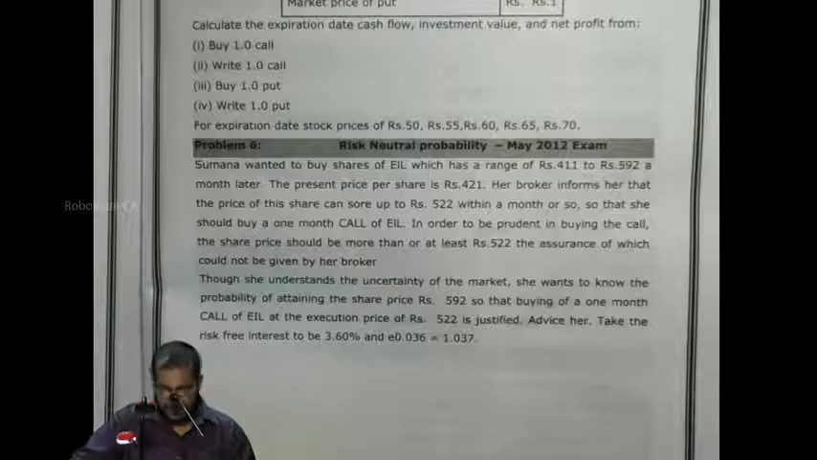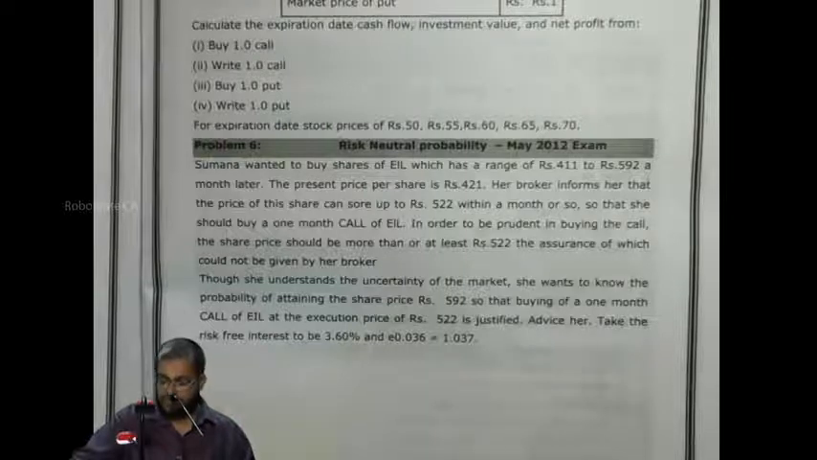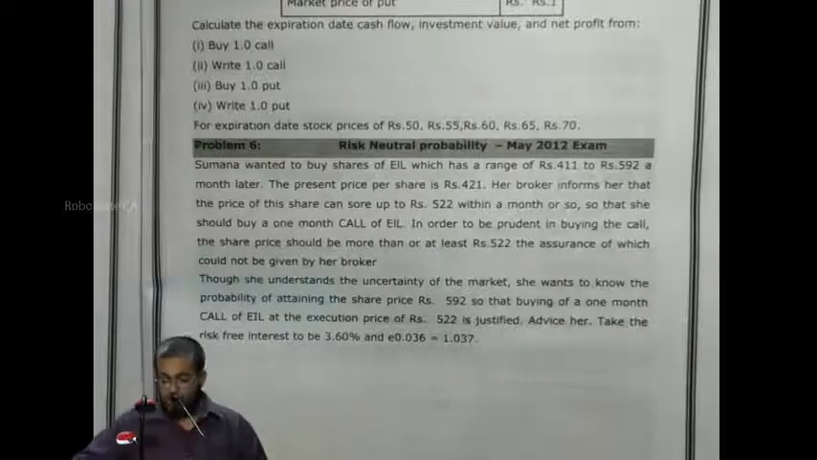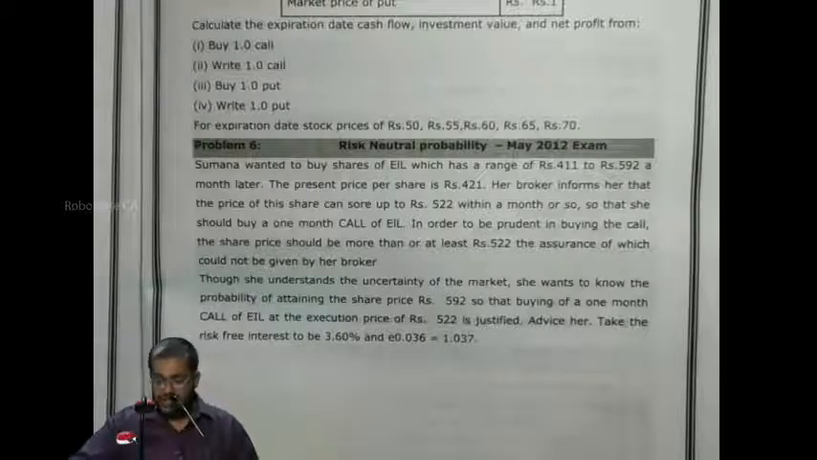Her broker informs her that the price of the share can soar up to 522 within a month or so, and that she should buy a 1 month call on EIL. In order to be prudent in buying the call, the share price should be at least 522, the assurance of which could not be given by her broker. Though she understands the uncertainty of the market, she wants to know the probability of attaining the share price of 592, so that buying a 1 month call of EIL at an execution price of 522 is justified. What is another name for execution price? Exercise price. Advise her, taking the risk-free interest rate to be 3.6%.